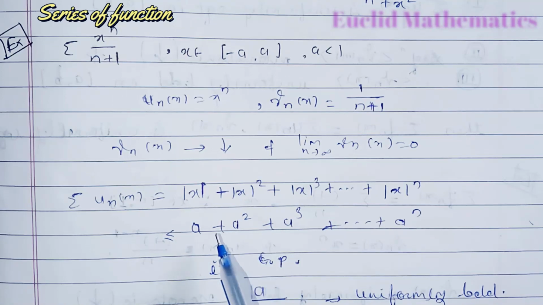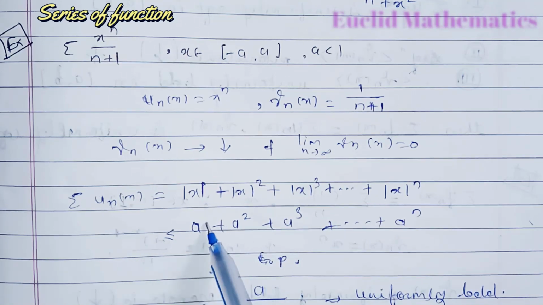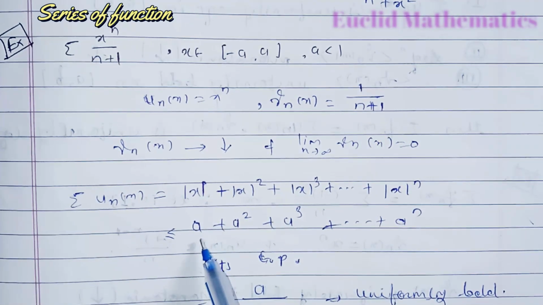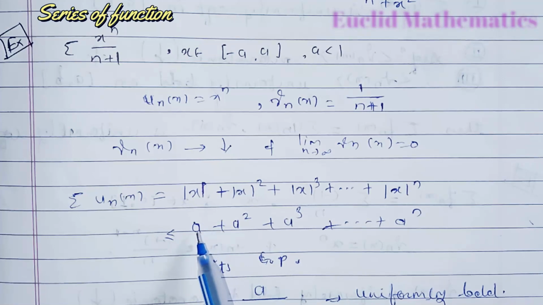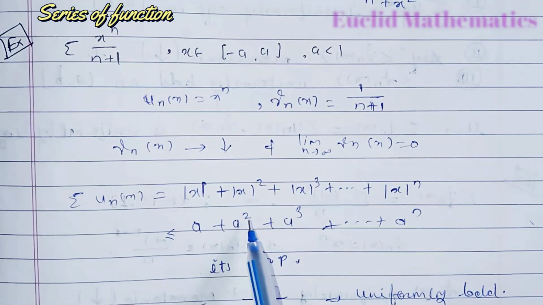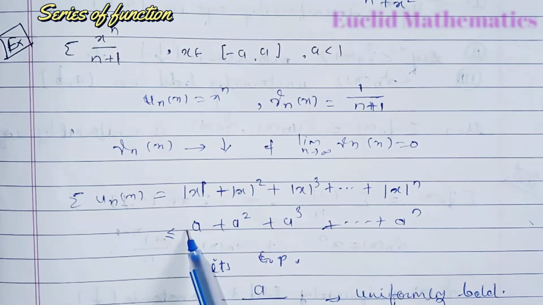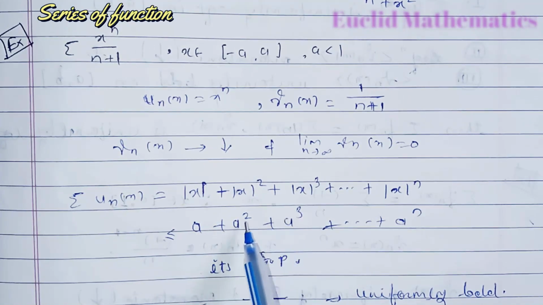Okay, then we write the sum of a geometric series: first term upon 1 minus common ratio between all elements. So the first term is a, and the common ratio between these two elements is a. How do we find the common ratio? a squared divided by a is the common ratio, and a cubed divided by a squared is also the common ratio. So we get the constant a only.